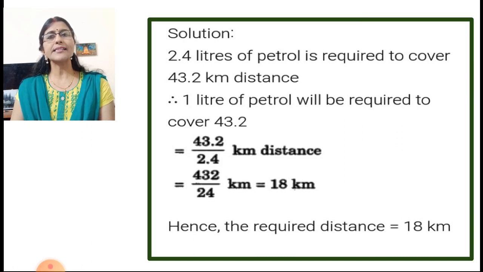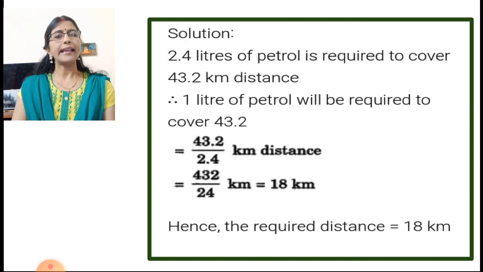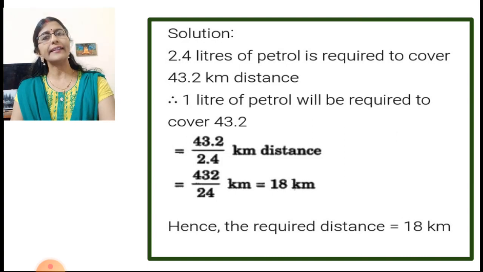Now you can see there is a decimal point in the divisor, it has 1 decimal place. So we are going to multiply both numerator and denominator by 10, which is not shown. But you can see the decimal point has been removed. It has gone. Now here 432 divided by 24. Now you can easily divide. You will get the quotient 18 km. And hence the required distance is equal to 18 km.